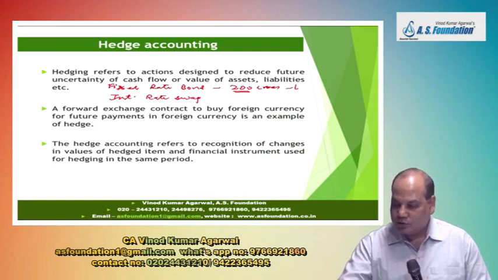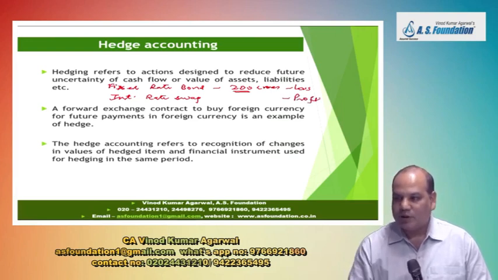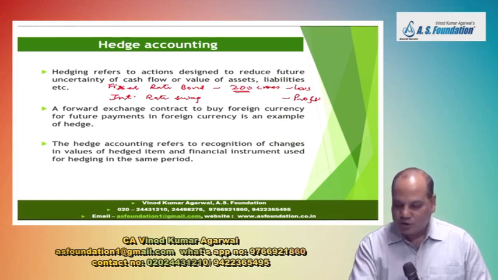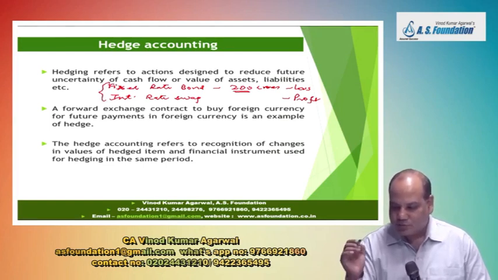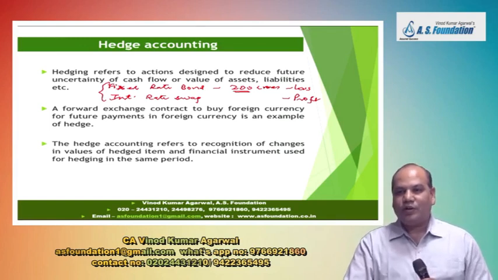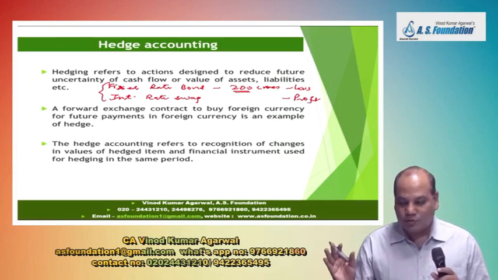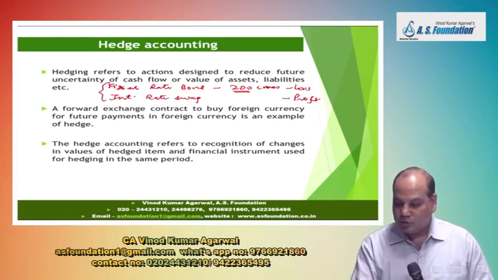So the loss in this will be compensated by a profit on this instrument. The loss in the fixed rate debt instrument will be compensated by a gain on the interest rate swap instrument, and therefore you will be protected. In the exam, this question has been asked so many times: use of interest rate swap to protect your fixed rate bond, and then they ask you to do the hedge accounting. So you have understood forward, future, option, swap.